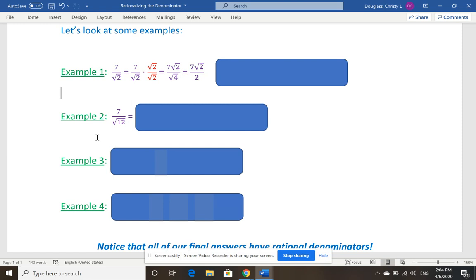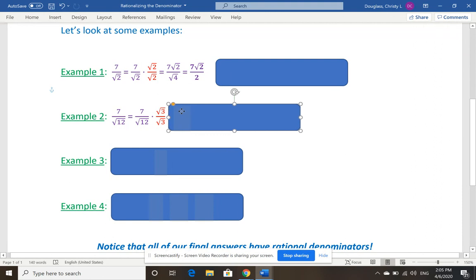So 1 squared is 1, 2 squared is 4, 3 squared is 9, 4 squared is 16, 5 squared is 25, 6 squared is 36. I finally hit a number I think I can work with because 12 divides evenly into 36. So if I can make this number become 36, then I could certainly take the square root of it because 36 is a perfect square.